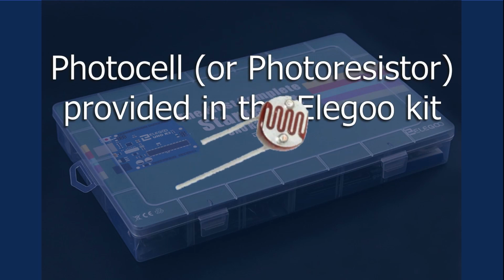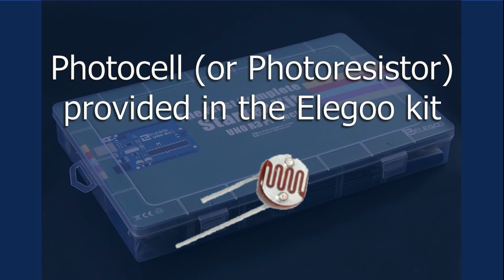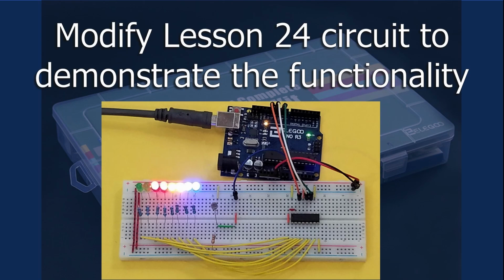In this lesson, we'll take a look at the photocell or photoresistor that's provided in the kit and add to the lesson 24 circuit to demonstrate the functionality.